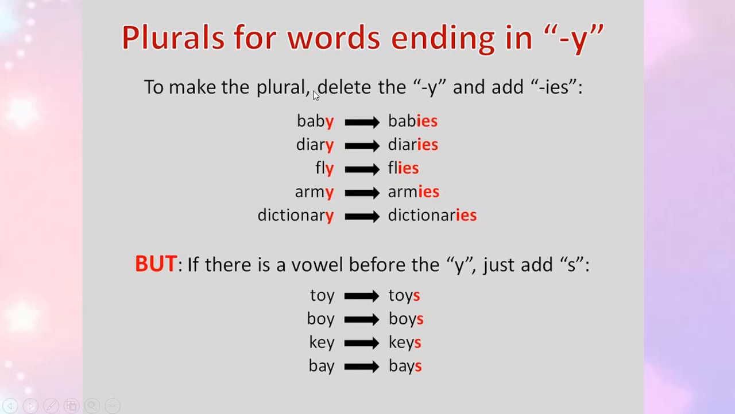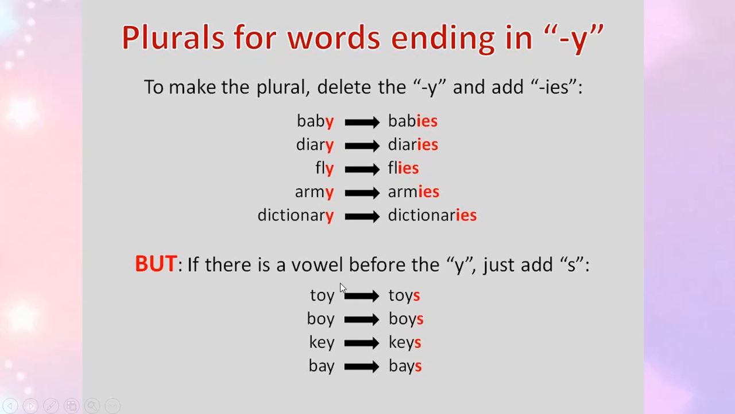Baby, the singular noun baby becomes the plural noun babies. Diary becomes diaries. Fly becomes flies. Army becomes armies. Dictionary becomes dictionaries. So in all of these plural nouns, we changed Y to I, then added ES. And why could we change it to I? Because there is a sleepy, lazy consonant behind it.